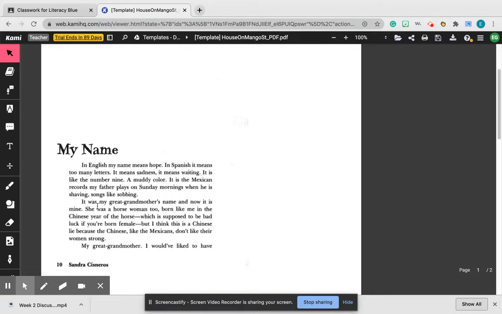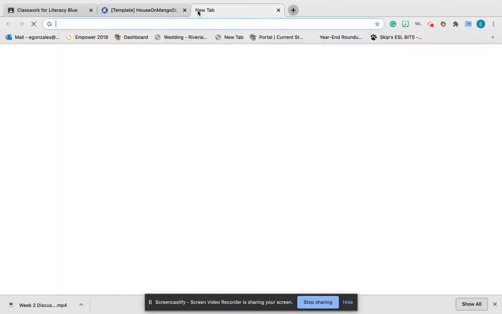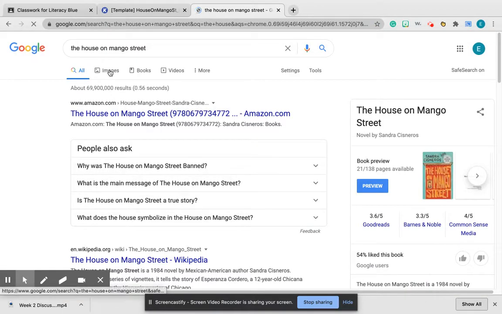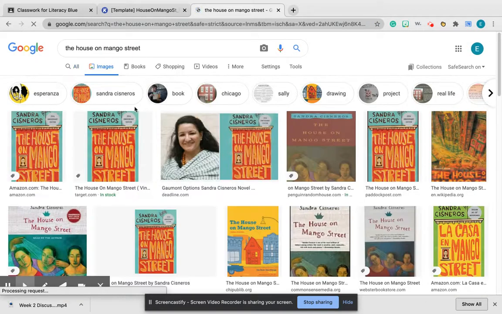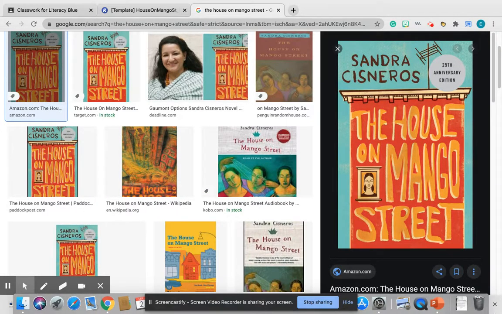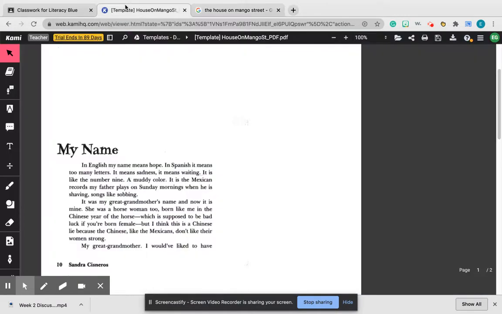But we are working with "My Name," the excerpt from The House on Mango Street. Here's the book title. Let me show you what the book is. I have it in my library. Here's the author. But this is The House on Mango Street. I really like the cover. And we're learning about her name, okay?